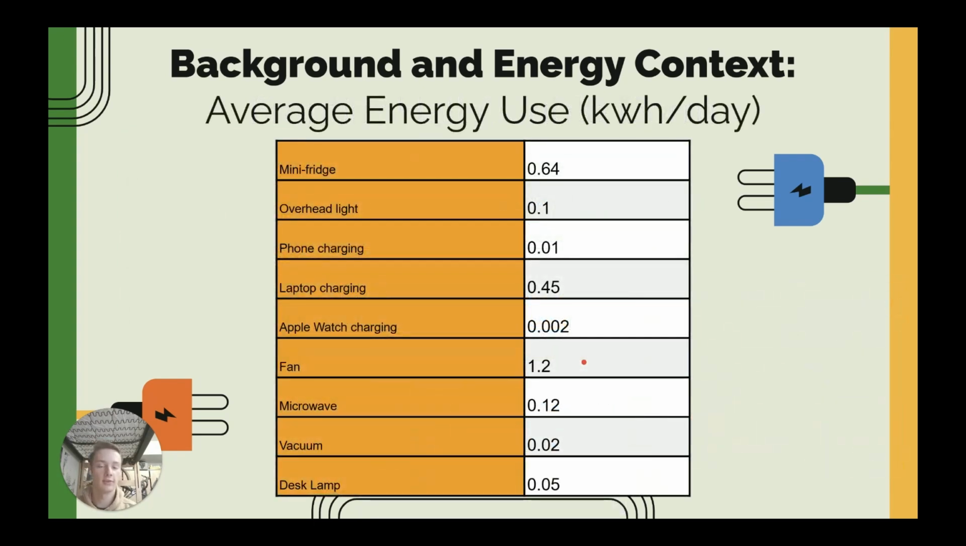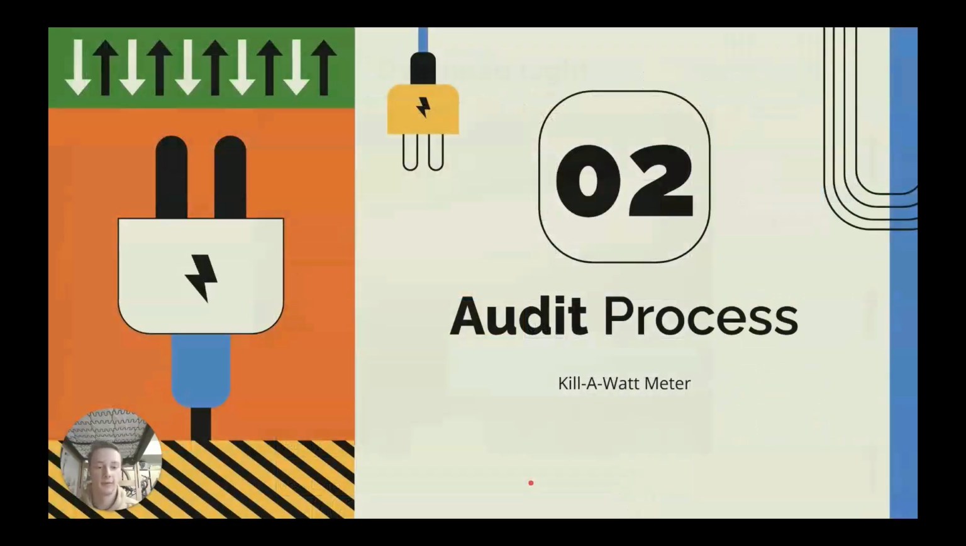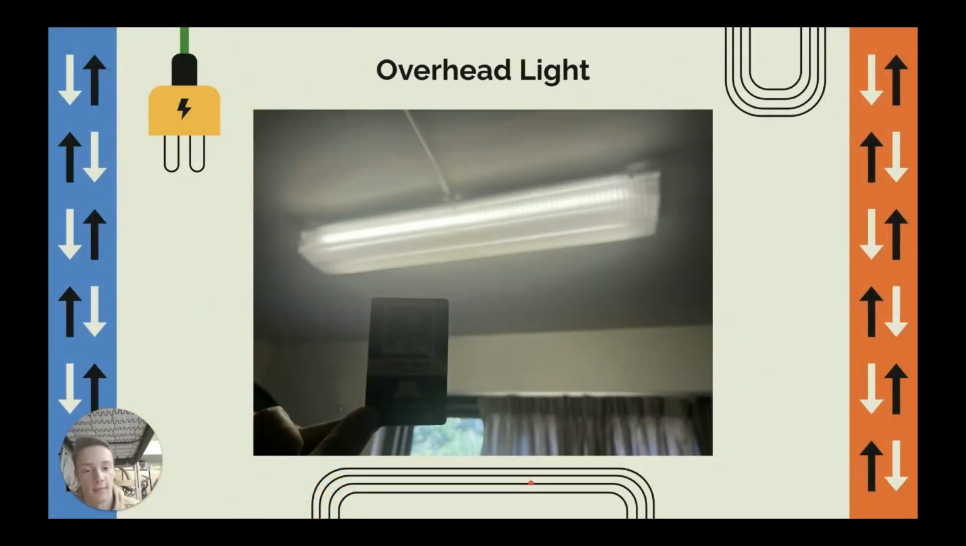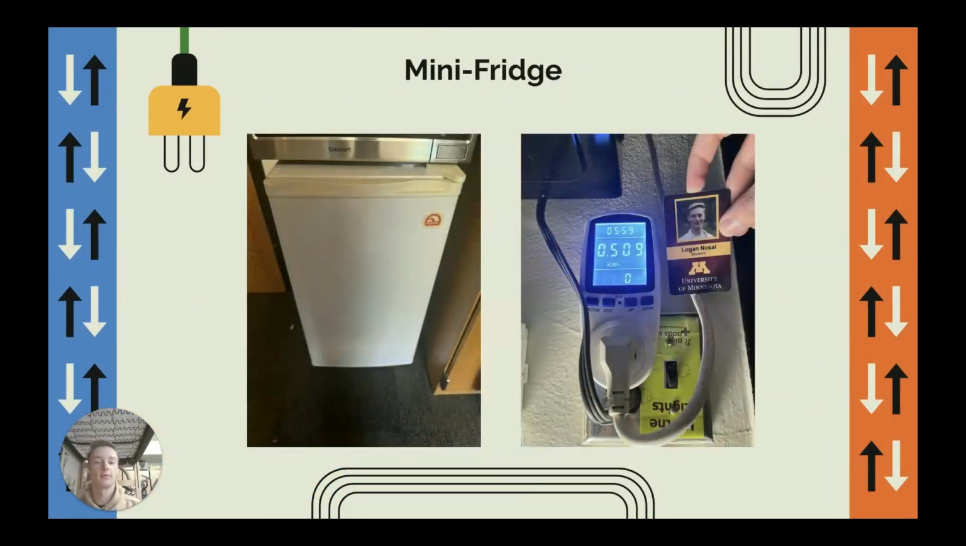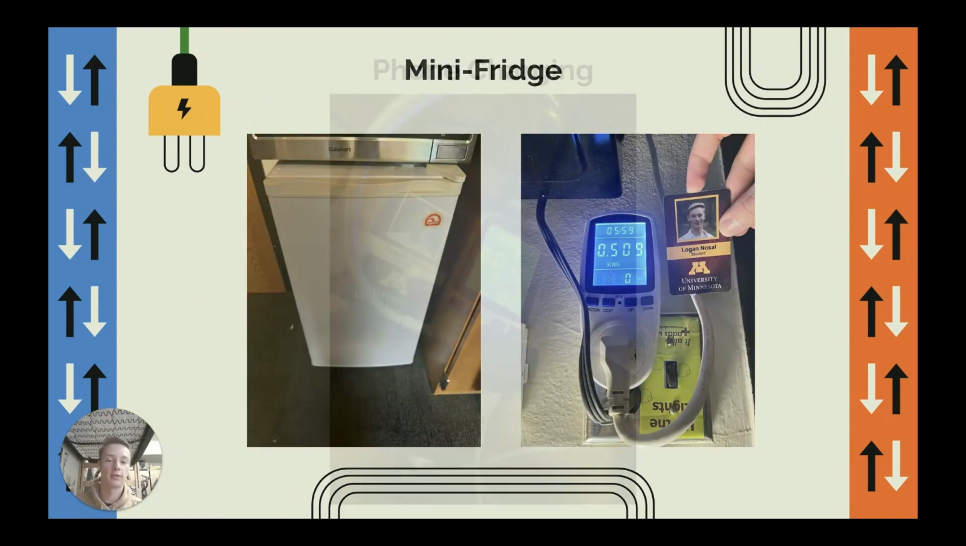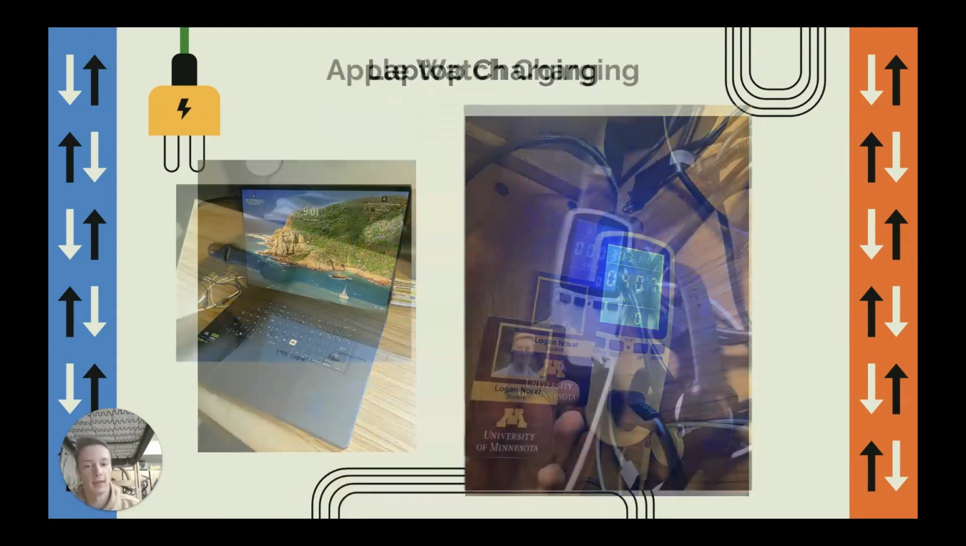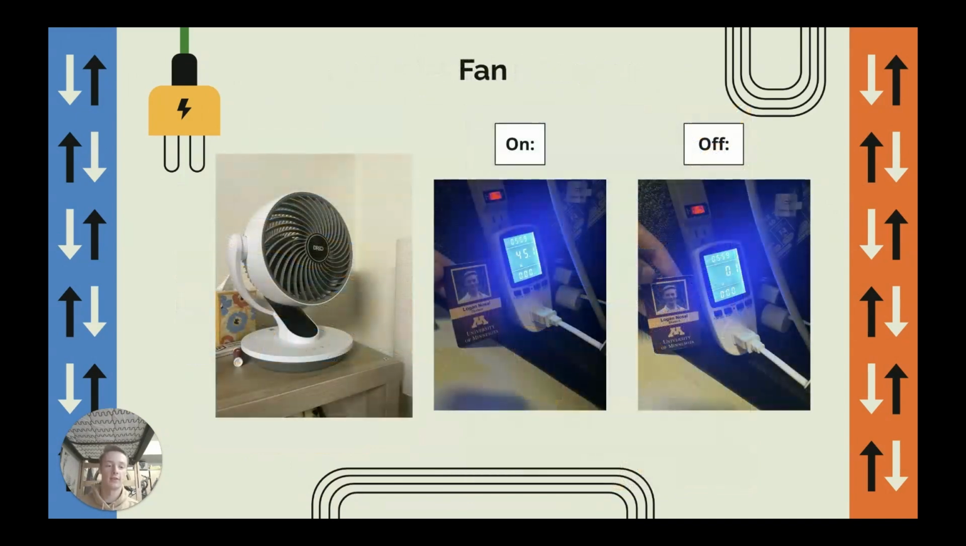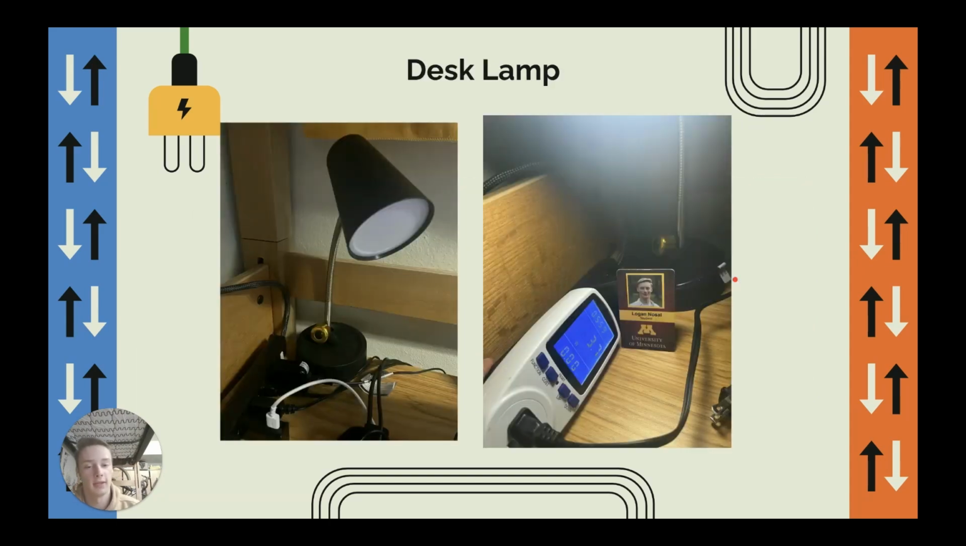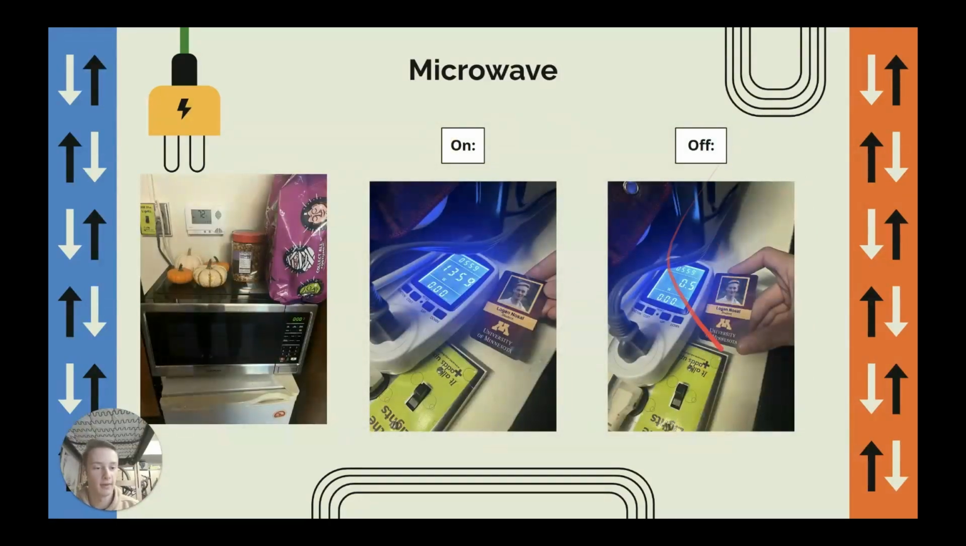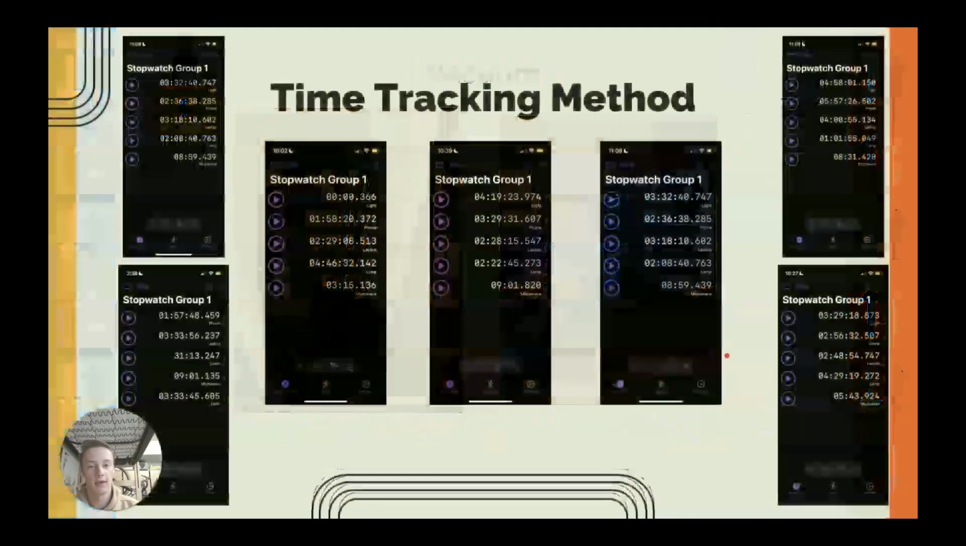So here's the average energy use in kilowatt hours per day of the different types of devices I'm measuring. We'll compare those to what I measured. For the audit process, I have my overhead light, and then the rest were measured using the kilowatt meter. Here's a mini fridge, phone charging, the laptop charging, Apple Watch charging, the fan, which has phantom power, meaning that it uses power when it's not on, the desk lamp, microwave, same thing with phantom power, vacuum.